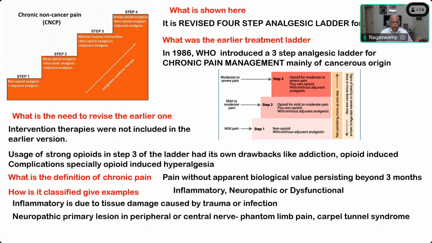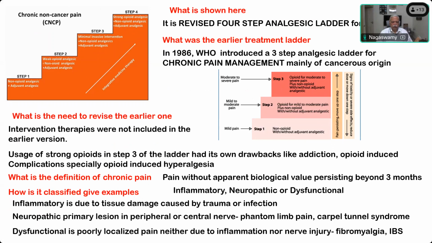The second is neuropathic, with a primary lesion in the peripheral or central nervous system. Examples are phantom limb pain, carpal tunnel syndrome, and so on. The third is dysfunctional, a poorly localized pain, neither due to inflammation nor due to nerve injury. Examples are fibromyalgia, irritable bowel syndrome, and so on. This dysfunctional pain is the most difficult chronic pain to treat. The other types are comparatively easier to treat.